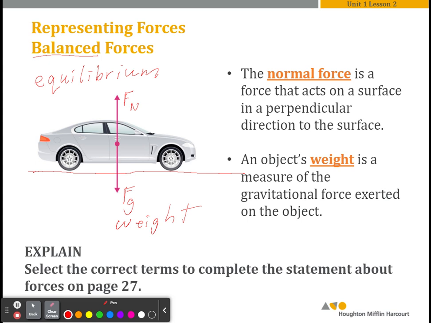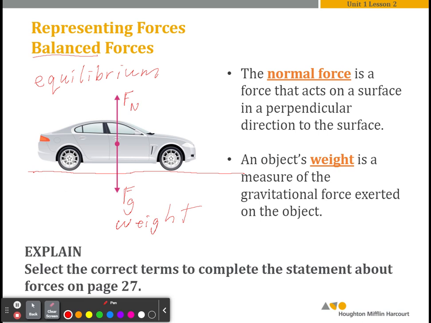On page 27 in your Explore Explain in your electronic textbook, you saw some terms about forces. It says in a free body diagram, the force on an object is represented by a vector. The length of the vector is proportional to the size of the force.